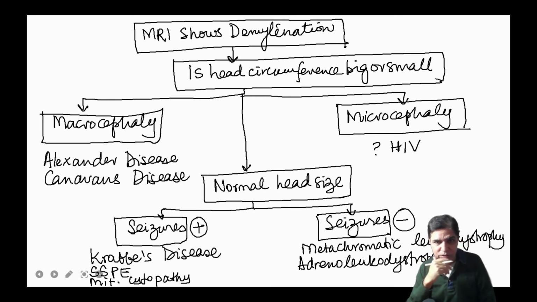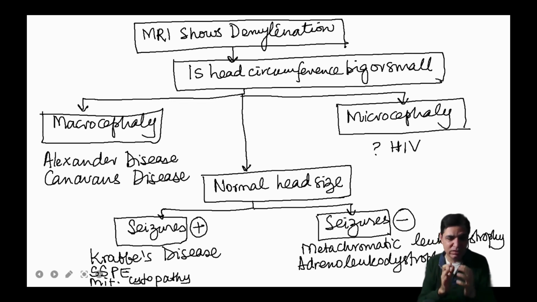If the MRI shows demyelination, then you look at the head circumference, whether the child has a big head, a small head, or a normal head. If the child has a big head, you're probably dealing with predominantly white matter disorders like Alexander disease or Canavan's disease. If it is microcephaly, it might be congenital HIV. But if you're dealing with a normal head size, again, you look whether the child has seizures or no seizures.